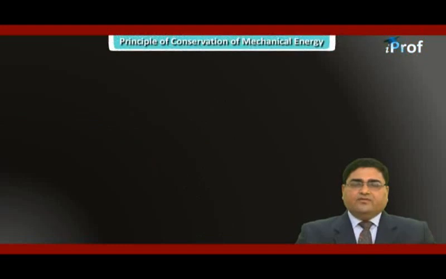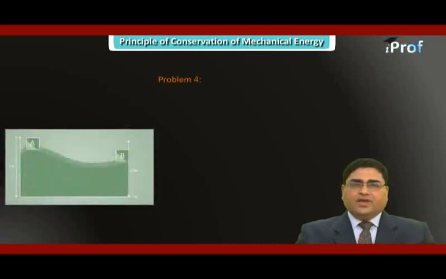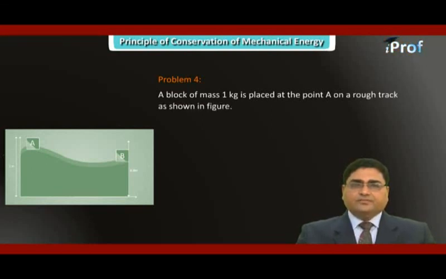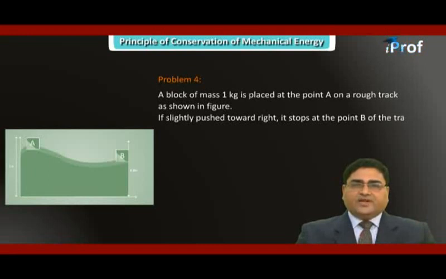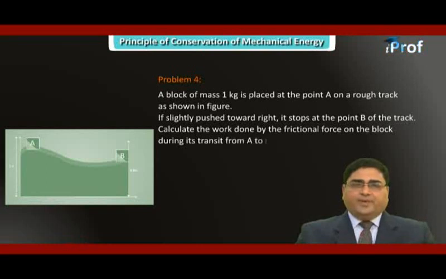Let us look at one more illustration based on principle of conservation of mechanical energy. As shown in figure, a block of mass 1 kg is placed at the point A on a rough track. If slightly pushed towards right, it stops at the point B of the track. Calculate the work done by the frictional force on the block during its transit from point A to point B.